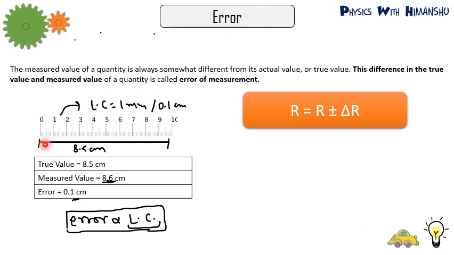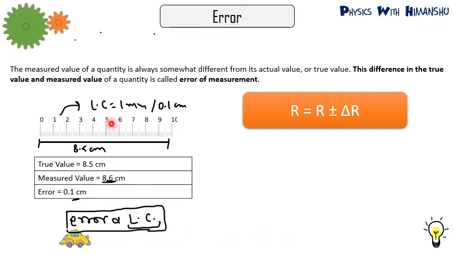Suppose the length of this segment is 8.5 centimeters. Suppose this is the true value. True value means the actual value of this line segment is 8.5 centimeter, and suppose the measured value with the help of this scale is 8.6 centimeter. So error will be 0.1 centimeter.